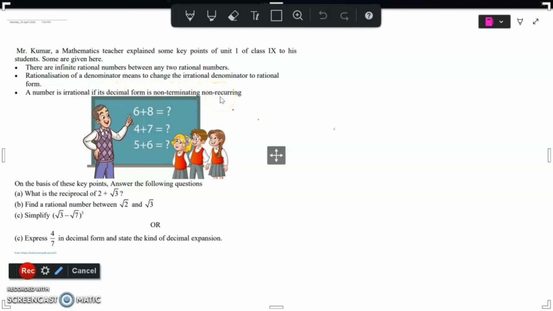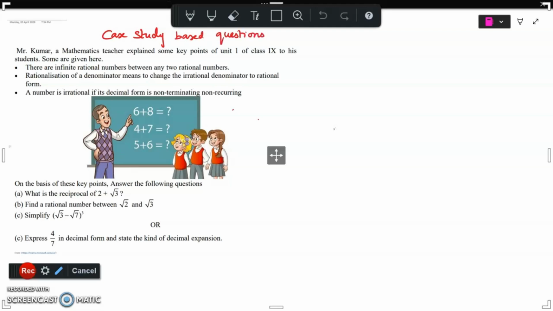So he is giving some key points to the students. On the basis of these key points, answer the following question. So we are going to answer the question. So this is case study based. After you finish your level worksheet, after third level, you have to write the heading as case study based question.